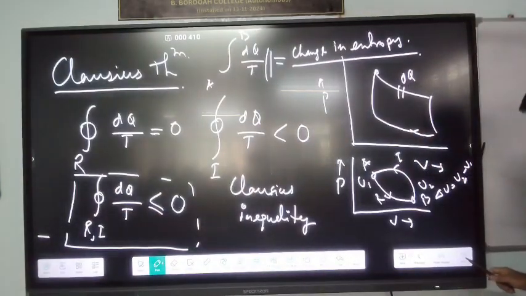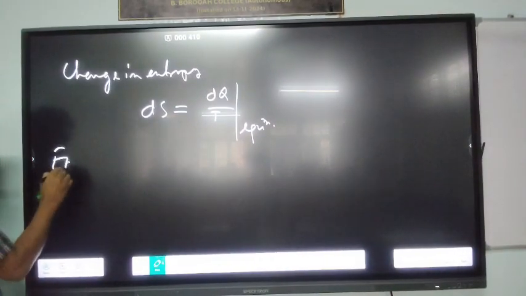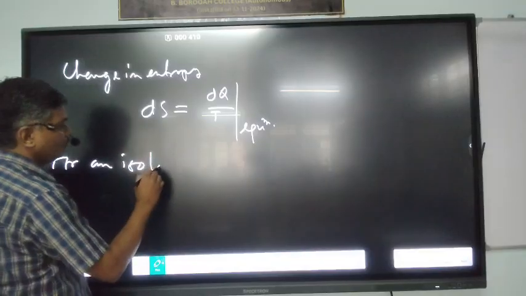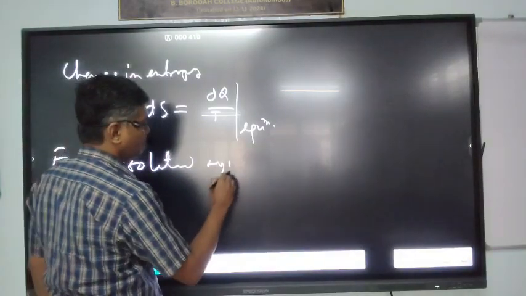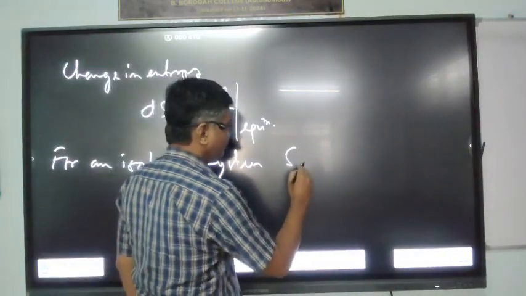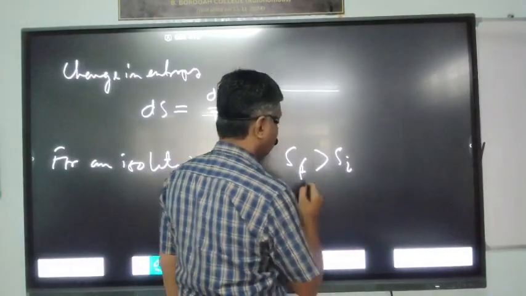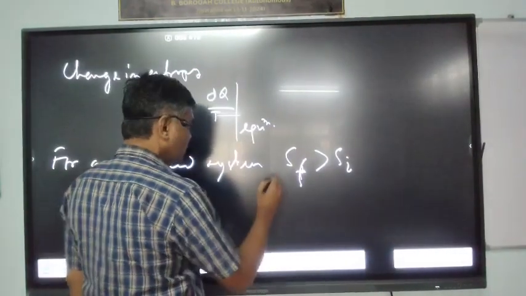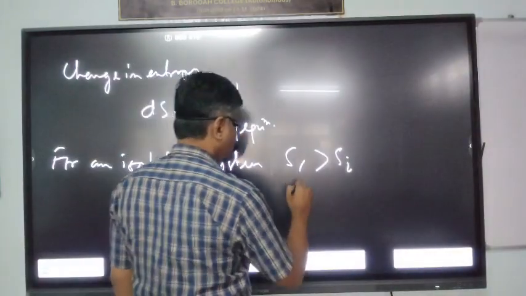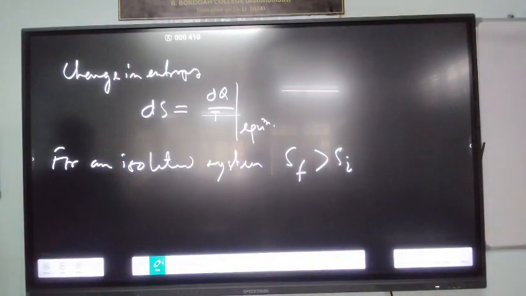Now from this we can again show that for an isolated system SF is greater than SI. What is SF? SF is the final entropy. What is SI? SI is the initial entropy. Initial state of the entropy is SI. Final state of the entropy is SF. And for an isolated system, SF is always greater than SI.